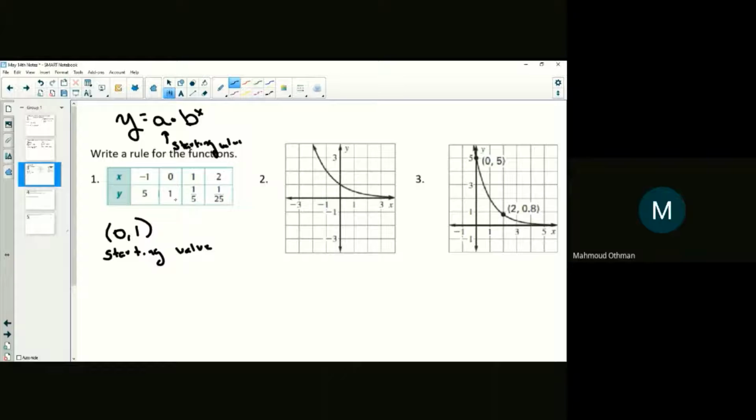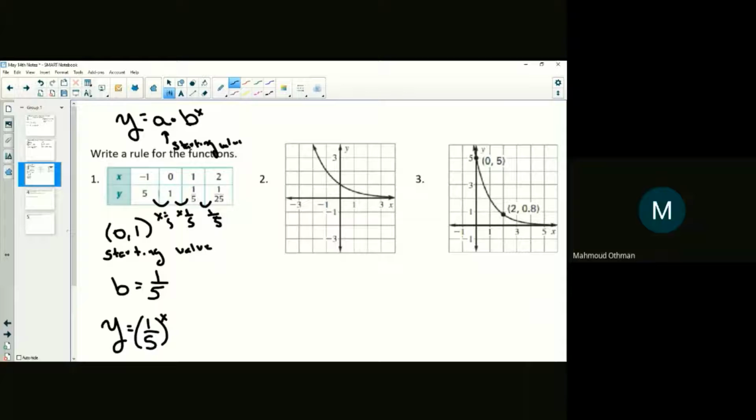For me to go from 1 to 1/5, I have to multiply by 1/5. For me to go from 1/5 to 1/25, I have to multiply by 1/5. So it looks like my b equals 1/5. I put my things together, so y equals 1 (you don't have to put the 1 in here) times 1/5 raised to the x.